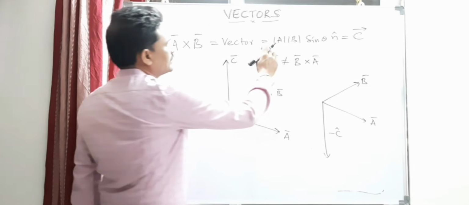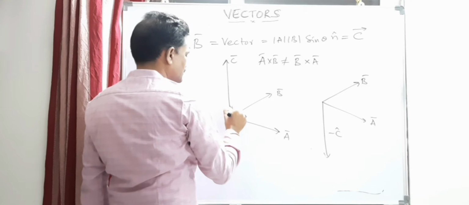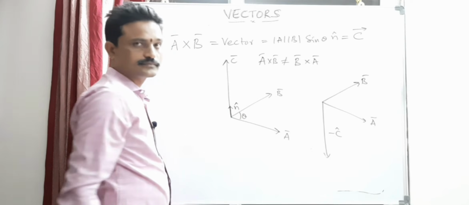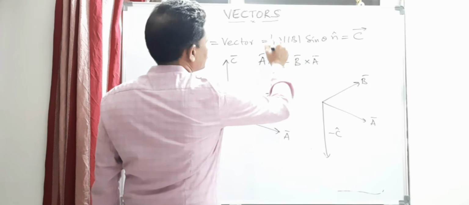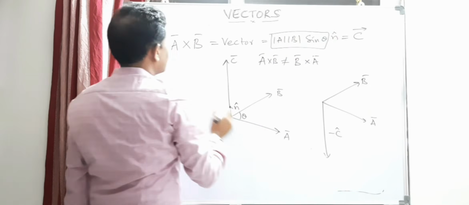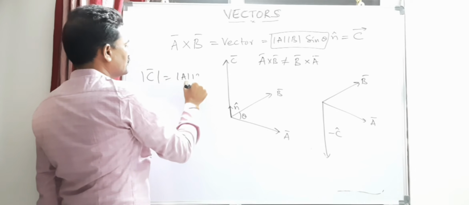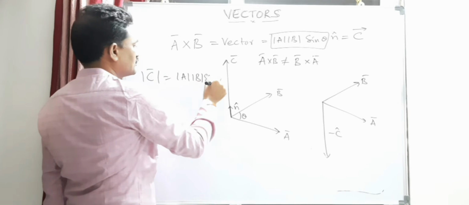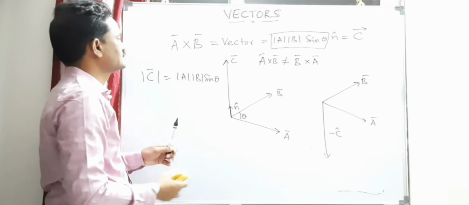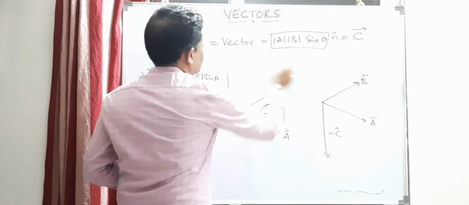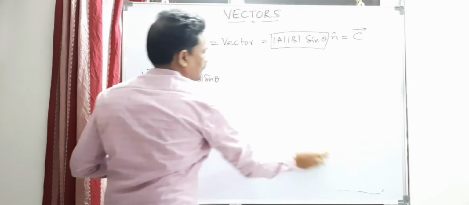We consider only the magnitude. Now what is n? n is a unit vector. This is n. So if I take the magnitude, then mod C will become mod A, mod B, sin theta. This you have to remember. Is it clear? Right.